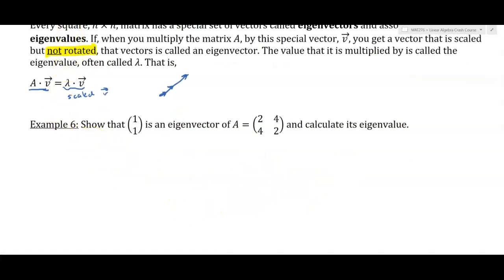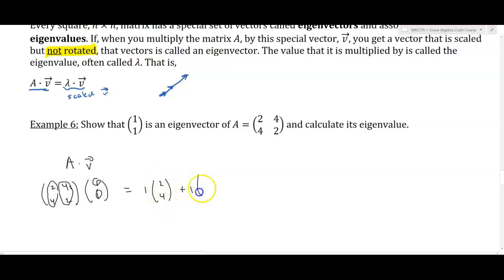So the question we have to ask ourselves is, if we take AV, do we get a scaled version of the original V? If we multiply A times V, that's going to be the 2, 4, 4, 2 matrix times the 1, 1 vector. Again, we're going to multiply the 2, 4 column and the 4, 2 column by 1 and 1 and then add them together. So 1 times 2, 4 plus 1 times 4, 2. We add those together, we get 6, 6.